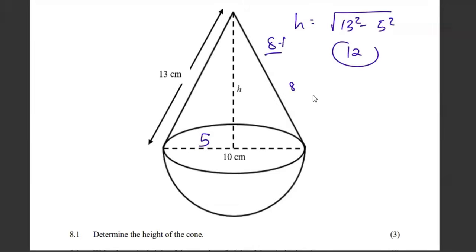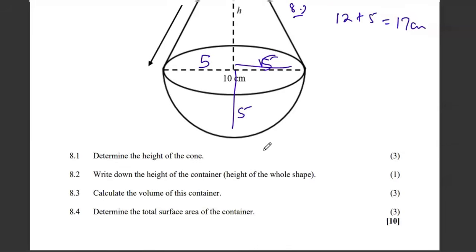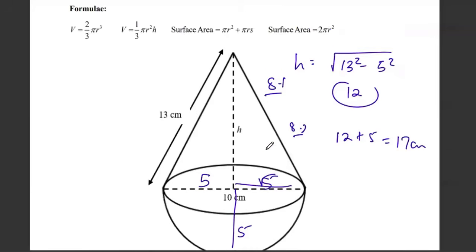Then 8.2. Write down the height of the container, the entire shape. Now, since this is a hemisphere, we know that the radius 5 should also be equal to the height, which is 5. So we have 12 plus 5, which should be 17 centimeters. And then calculate the volume of this container. So we need to get the volume of the top part.